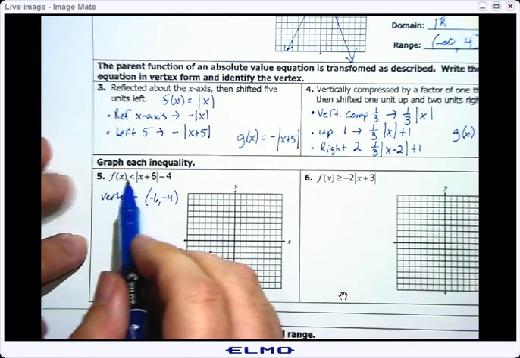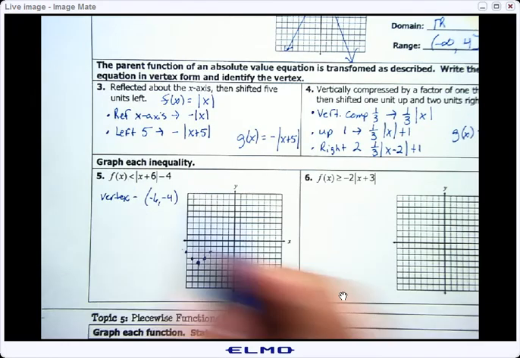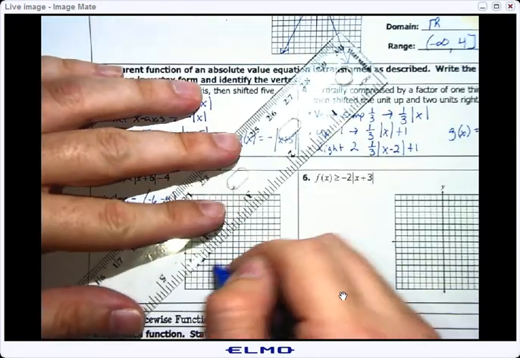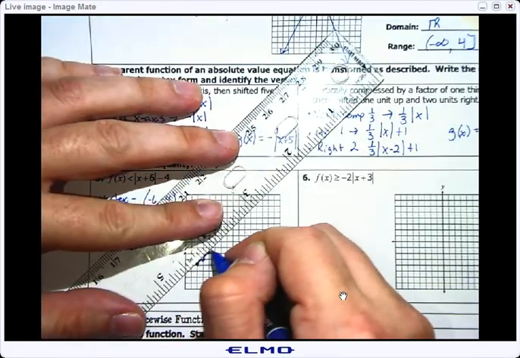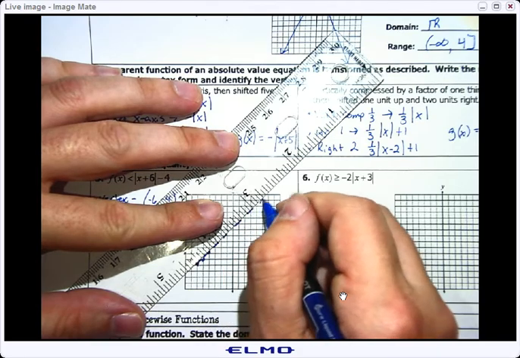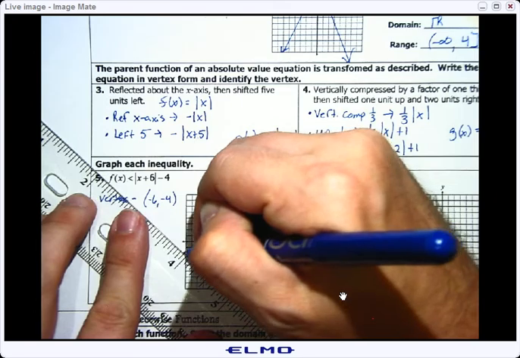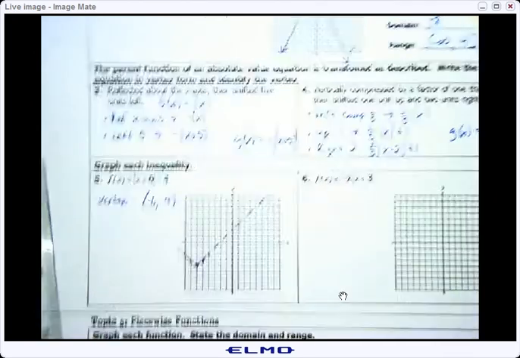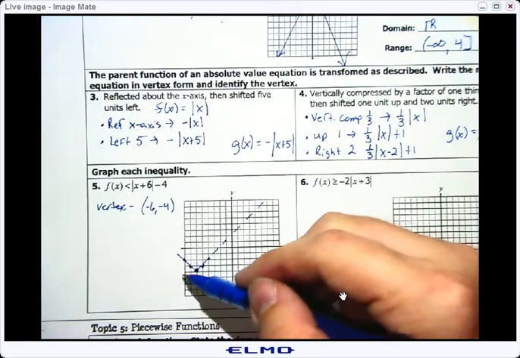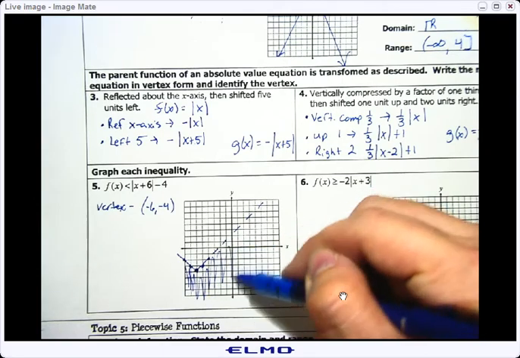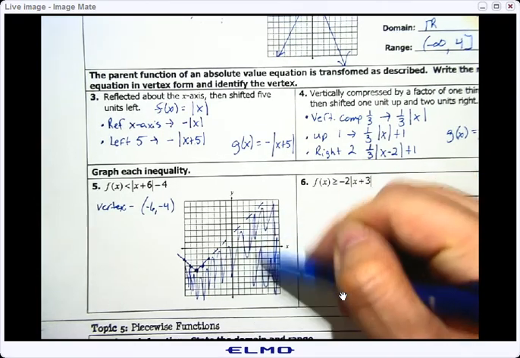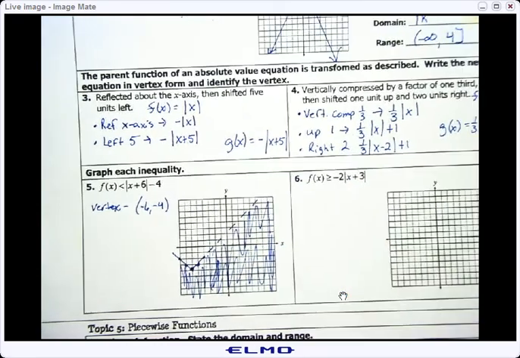Here we have to pay attention, since it's just a less than, you have to use a dashed line for your sides. Same with the other way, dashed lines. And we also have to do shading, so less than means we're going to shade underneath. So here is number 5.